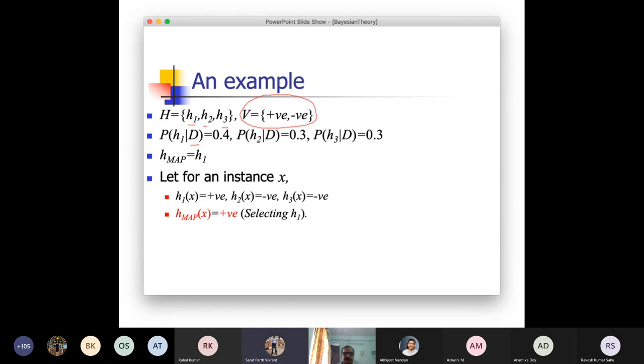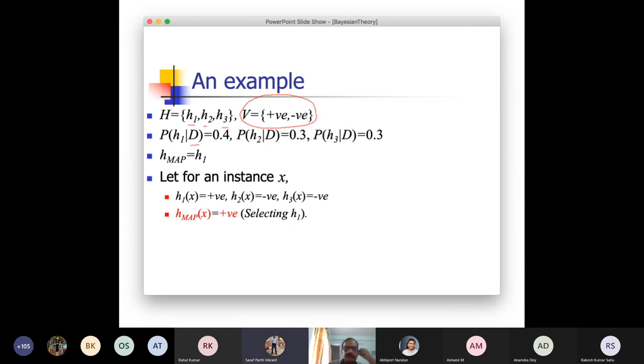So can we say that H1, H2 and H3 are consistent hypotheses? No, it's not the question of consistency. They are just hypotheses, and there are probabilities. They may not be consistent also.